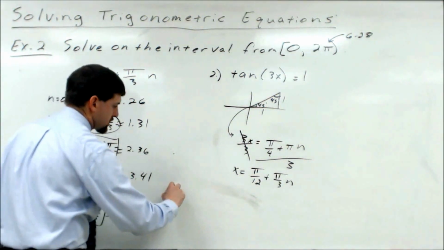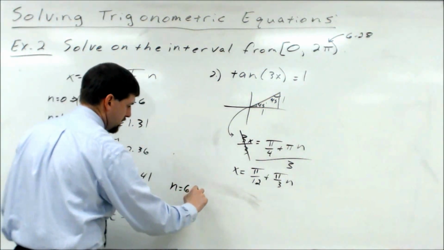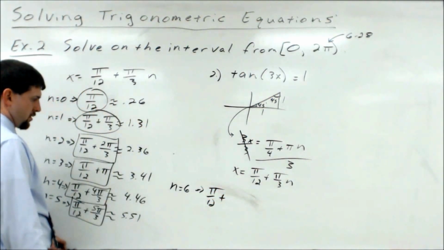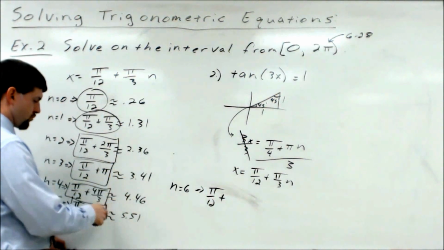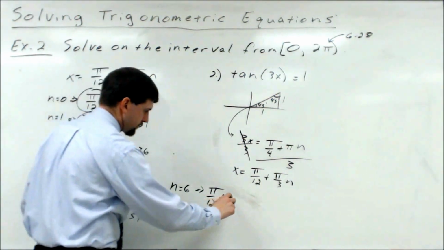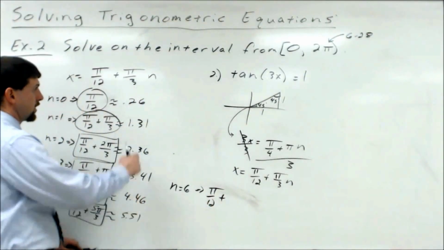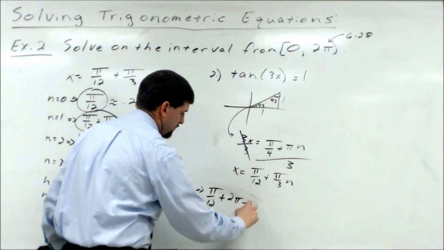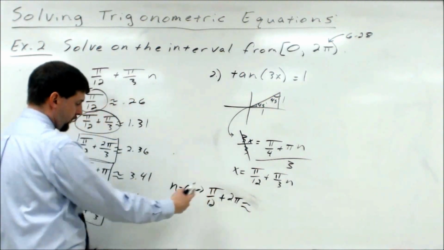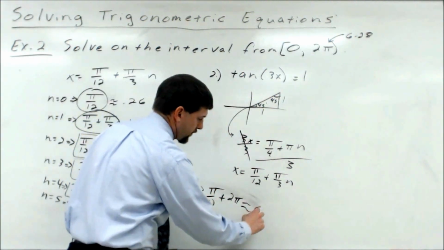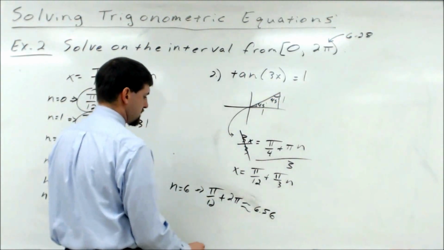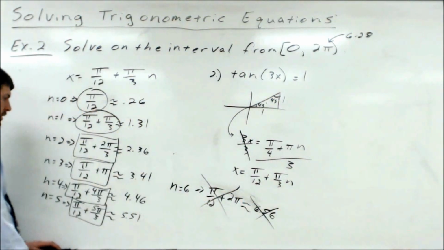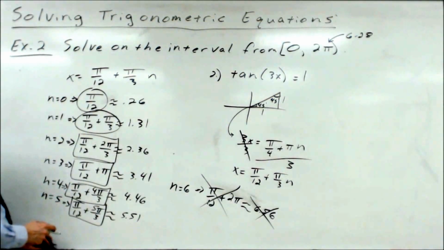And then n equals 6, which is going to be pi over 12 plus 6 pi over 3, which is 2 pi. Obviously it will be bigger than 2 pi if we're adding on to 2 pi, but if you keep going through it, 6.56. That number is bigger than 6.28, so that angle's too big. So these end up as all of our solutions.